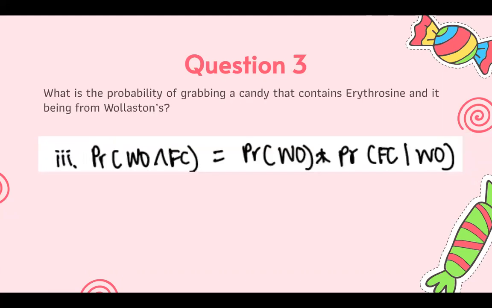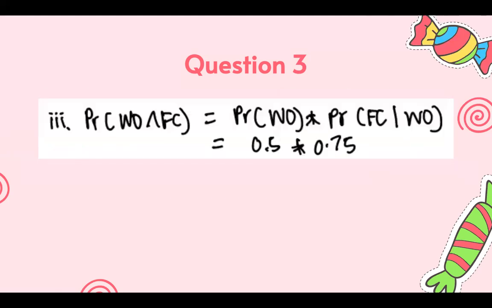The next question is, what is the probability of grabbing a candy that contains erythrocene and it being from Wollaston? To calculate this, we will need to find the probability of candies from Wollaston and the probability that candy is food coloring given that it's from Wollaston. We will have 0.5 for the probability of candies from Wollaston and 0.75 for the other, which gives us 0.375.